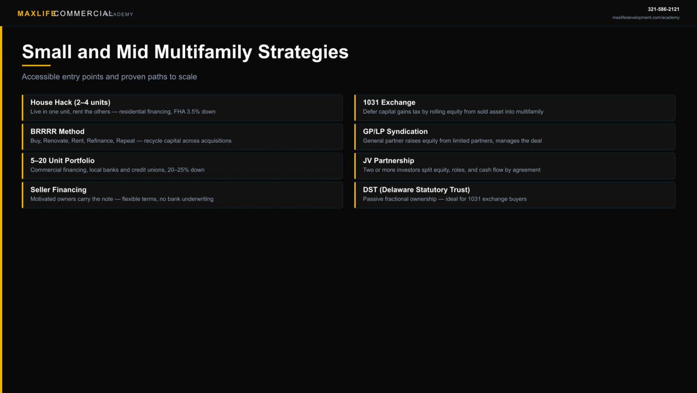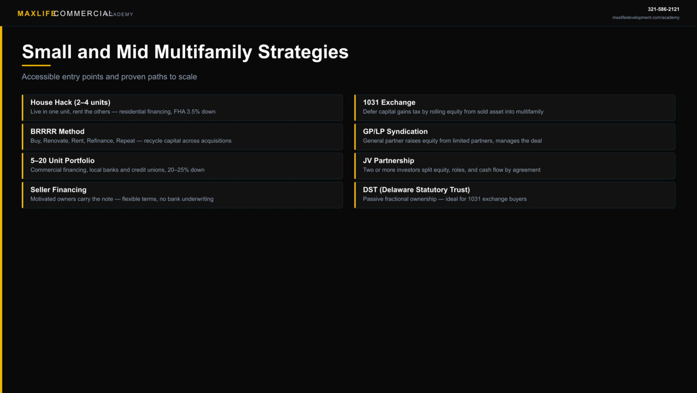The BRRRR method: buy, renovate, rent, refinance, repeat, is the engine of small multifamily portfolio building. You acquire a distressed property below market, force appreciation through renovation, refinance at the improved value, and pull your capital back out to fund the next deal. Done correctly, you can build a substantial portfolio with the same initial equity stack.